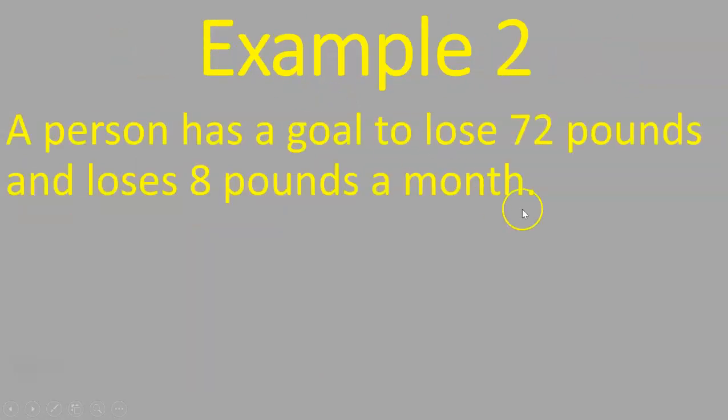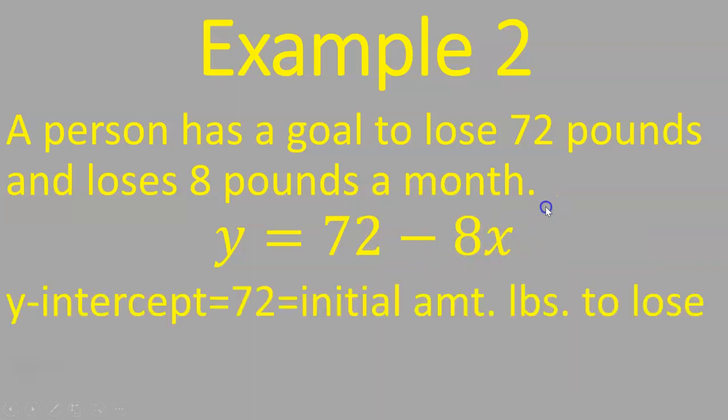A person has a goal to lose 72 pounds and loses 8 pounds a month. Okay, so here we have, again, a y equals mx plus b. It's a little bit in disguise because it's backwards, but that's your b, and this negative 8 is your m. Okay, so it could be written negative 8x plus 72. All right, so your y-intercept, again, is the initial amount of pounds to lose. Now, this person doesn't weigh 72 pounds.